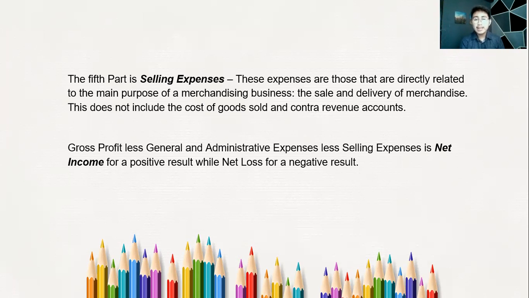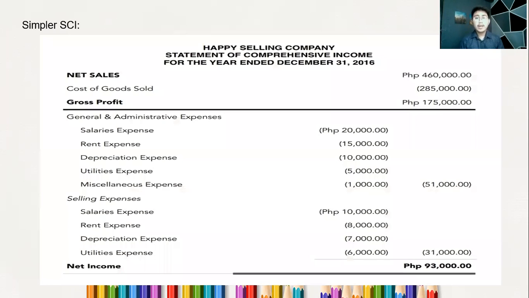So to get the net income, the gross profit less general and administrative expenses less selling expenses, we will get the net income. For positive result, we have net income, and for negative result, we have net loss. Okay? So ito po yung example ng isang multi-step statement of comprehensive income.